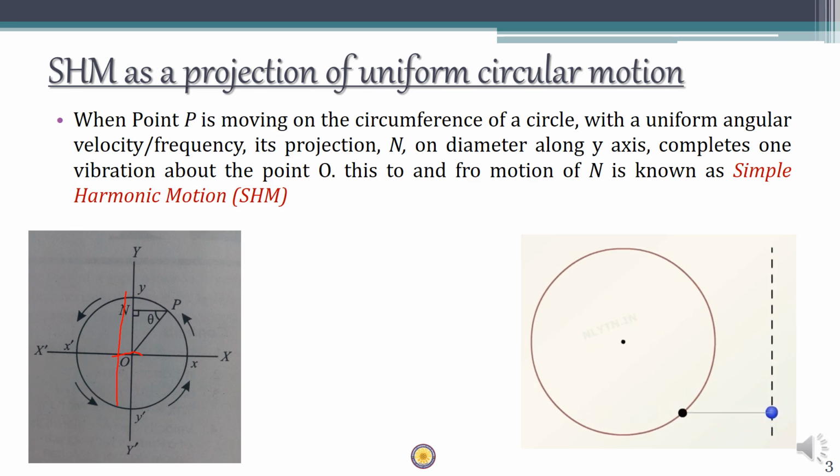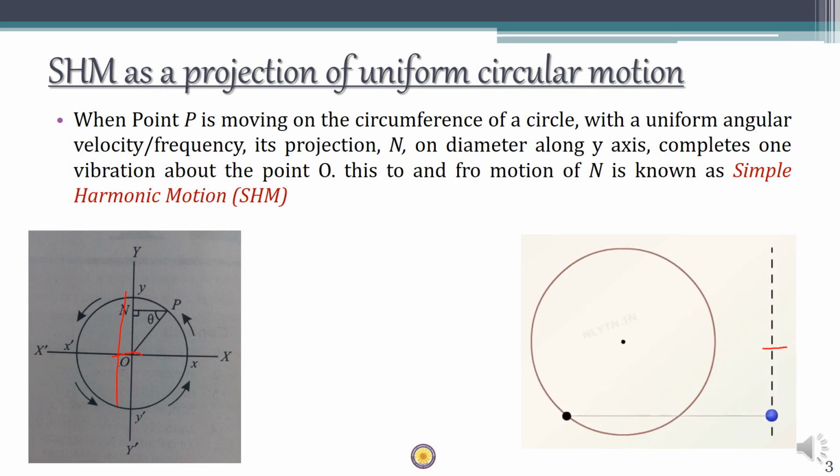Okay, so here you can see this dark circle is rotating around the circumference of a circle, and you can see that its projection is given by this blue circle. The blue circle has an up and down motion, or a to and fro motion, about the center, right? So this is again a simple harmonic motion.